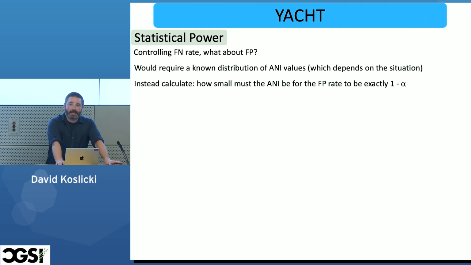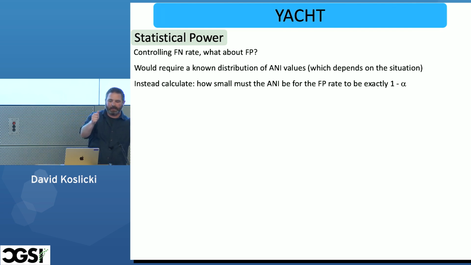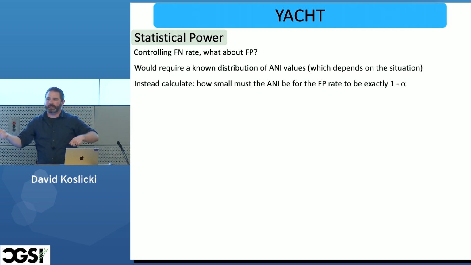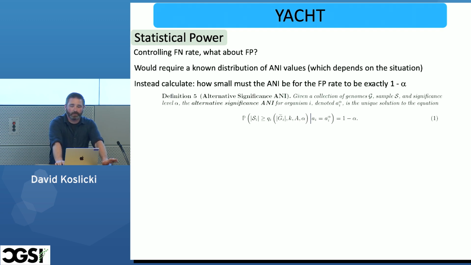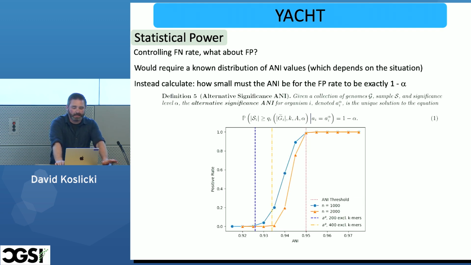So instead, we calculate this other quantity, which is how small must the ANI be until my false positive rate is the same as my false negative rate. In other words, how distantly related must things in my reference genome be for me to correctly say, nope, they're not present, so that I don't get these false positives. So again, don't read this formula here.